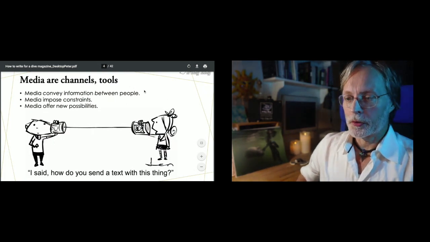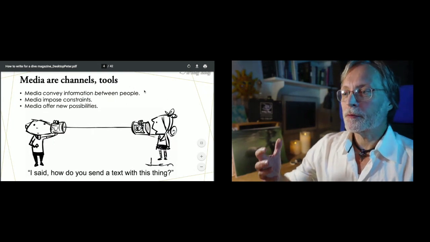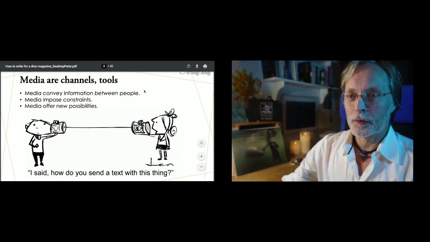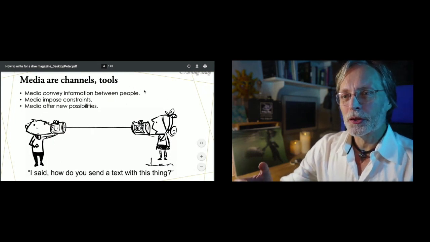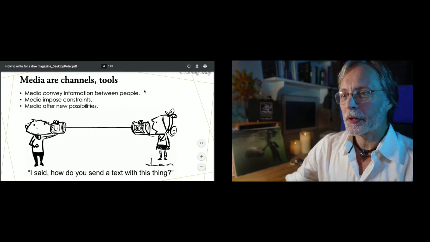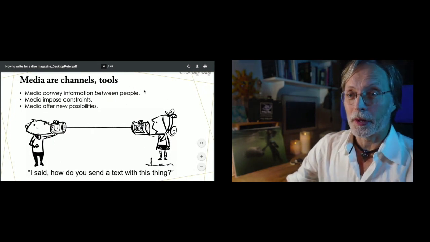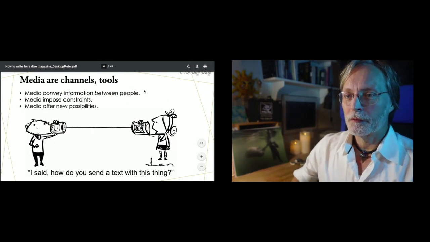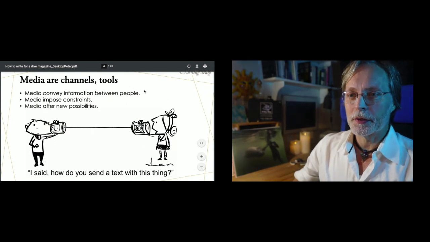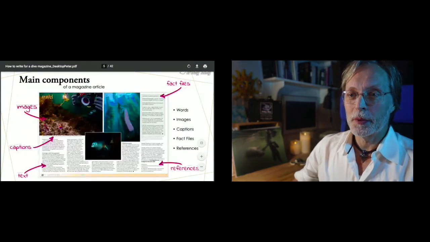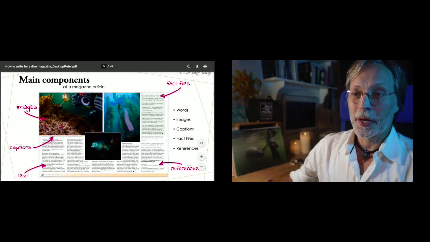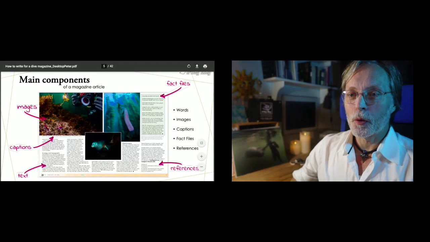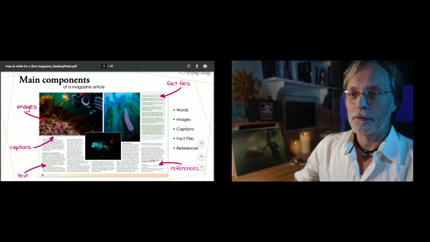The main components of a magazine are a written narrative, aka the words or text, and images, which are usually photographs, but can also be other illustrations such as drawings or diagrams. Secondary but required information comprised of captions, fact files, and references. I'm going to talk about all those elements in turn. But first, I'm going to talk about texts, then images. They are, after all, the two main components. And after that, how it all comes together and the editorial workflow that follows.